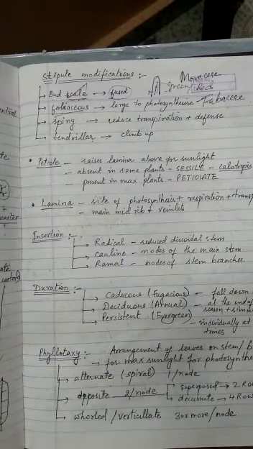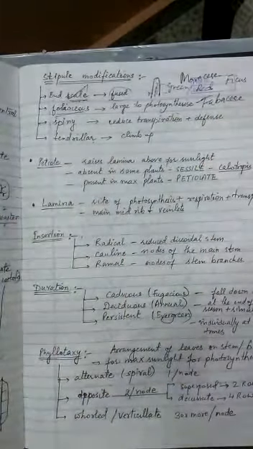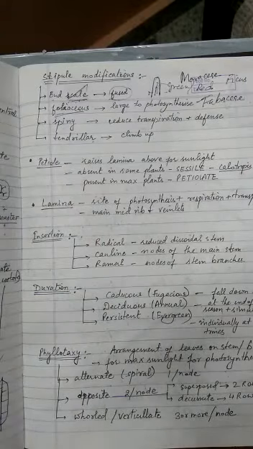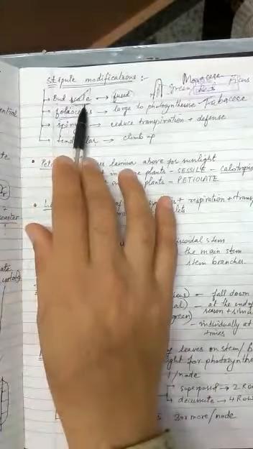Stipules may modify into various forms. I showed you the leaf of a ficus, if you remember, in the last class, and I told you even in the rubber tree and others, you will see a red, orange, green or light green colored structure at the tip of the branch. That structure which surrounds the leaf is called the bud scale.